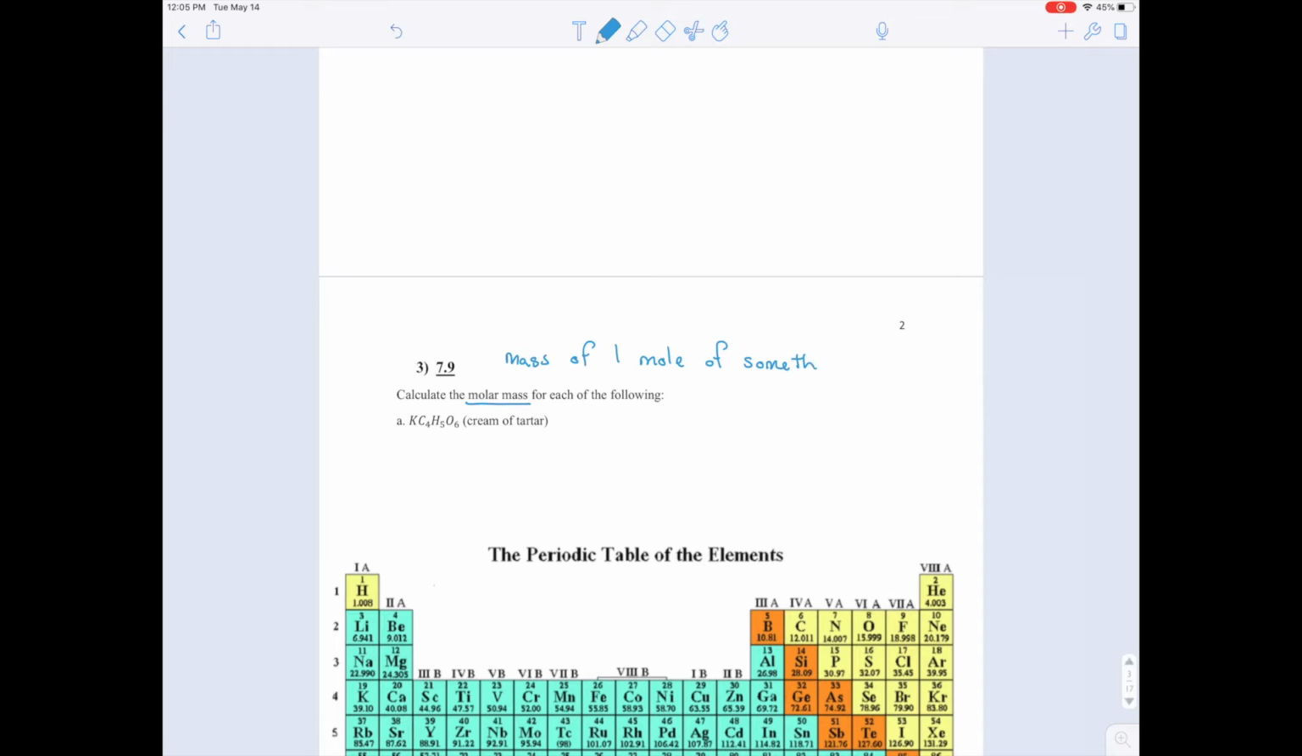Remember that 1 mole is 6.022 times 10 to the 23rd of something. So it's a group of stuff. 6.022 times 10 to the 23rd things altogether is a mole. That's the name for that group.